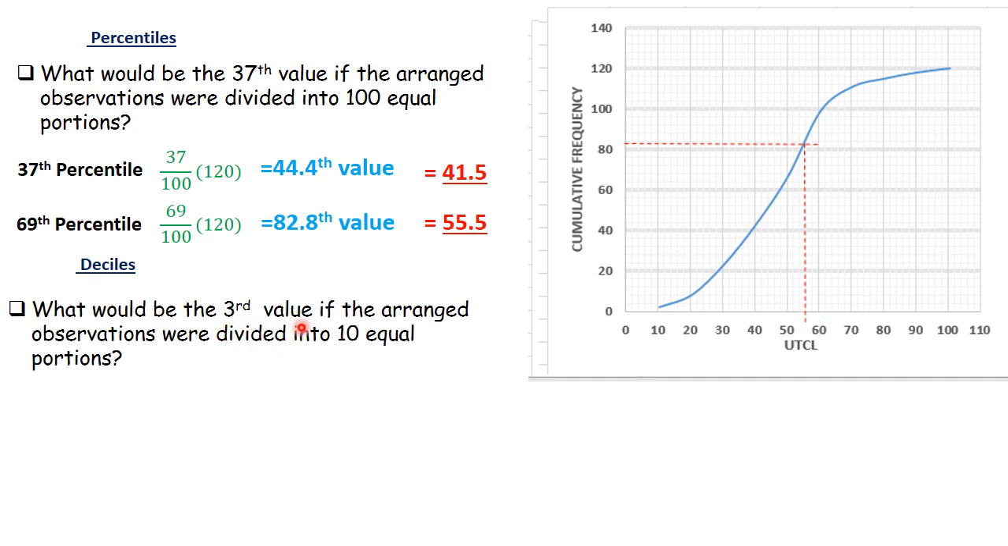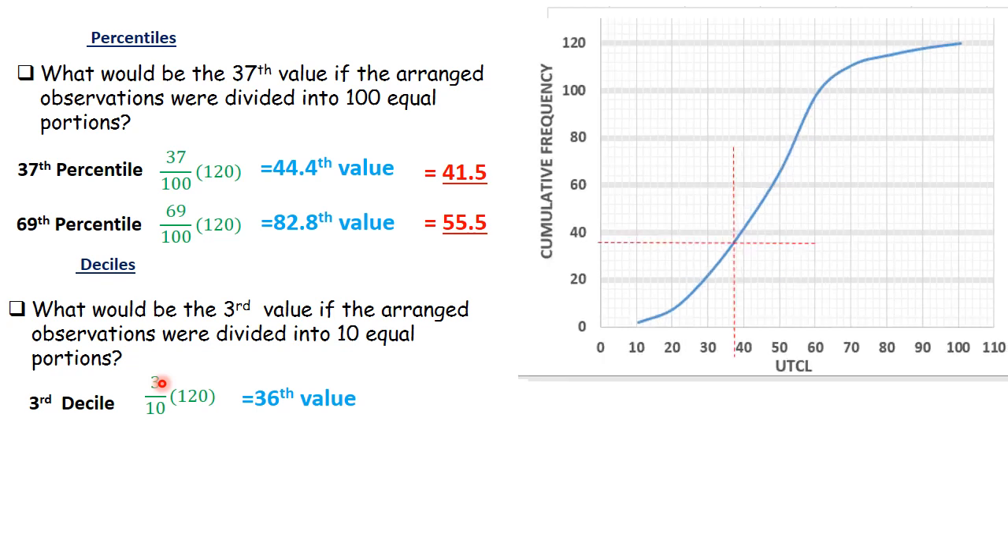What would be the third value if we arrange the observations in ascending order and they're divided into 10 equal portions? The question would be answered this way. It'll be 3 over 10 times 120, which means we have 120 divided by 10 times 3. Why? 120 students are divided into 10 groups. That means every group will have 12, but we want the third group if they are arranged in ascending order. And that group will be the 36th value.